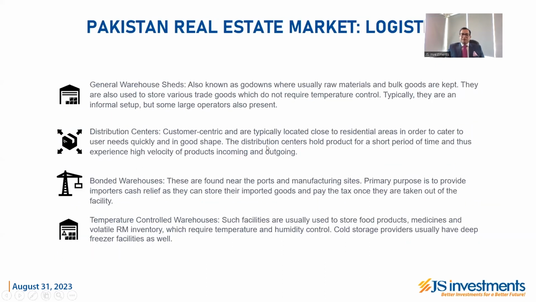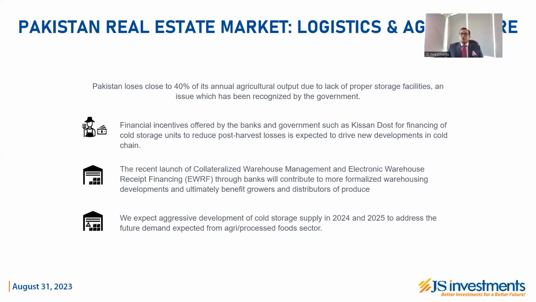Now we'll get into logistics, which is the fourth and last asset class of Pakistan that we will discuss today. There are a total of 4 different kinds of warehousing available in Pakistan, which include general warehousing sheds, where goods, raw materials, and bulk goods are kept. They are not temperature controlled. Then there are distribution centers within the city limits to reach clients as quickly as possible. There are bonded warehouses located near ports, and then there are temperature controlled warehouses. Historically speaking, there are a lot of challenges within the logistics industry in Pakistan.